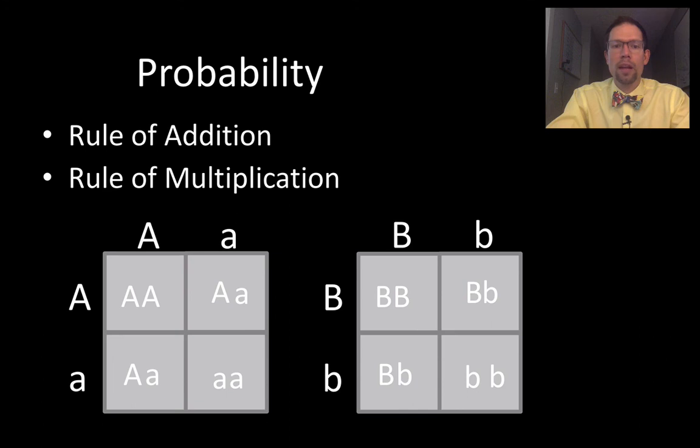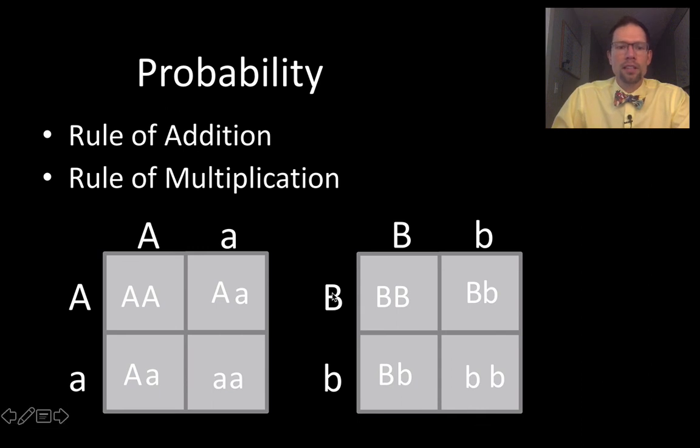Now, we came to this by looking at a dihybrid cross, but we can do the same thing using the laws of probability. So there's 2 rules that are pertinent to genetics, and that's the rule of addition and the rule of multiplication. The rule of addition says that when 2 outcomes are independent, so they can't both happen, you can get the probability of either of those happening by adding them together.